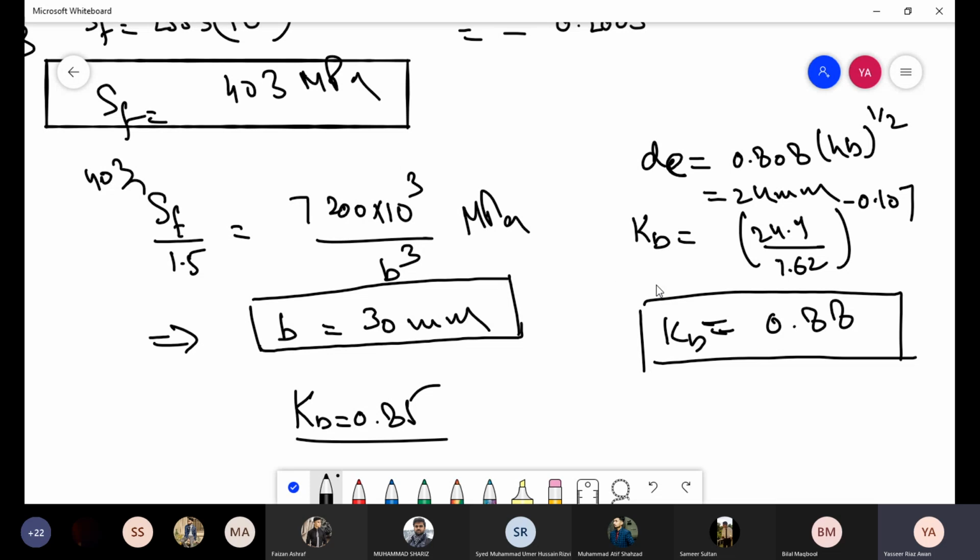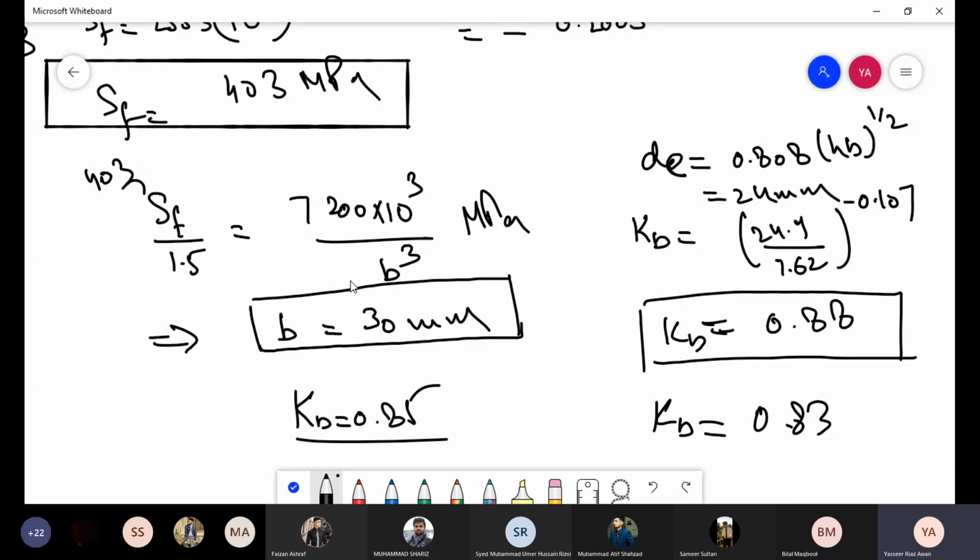So you can go for another iteration by solving it for 0.88, and then obviously this B value would be somewhat lower than that. But 30 millimeter is also okay because we are on the conservative side. Okay? Because we took KB is equal to 0.85. Now, had the KB been lower than 0.85, if it had come as 0.83, 0.82 and so on instead of 0.88, then we would certainly have had to iterate again. But in this case, because we are on the conservative side, B is equal to 30 millimeter is still okay.